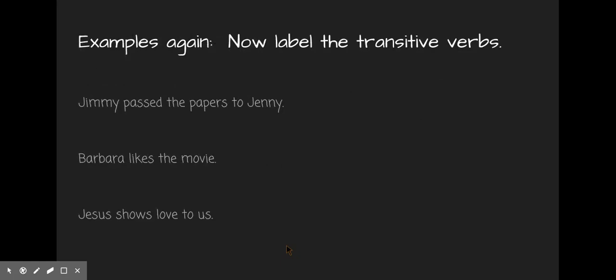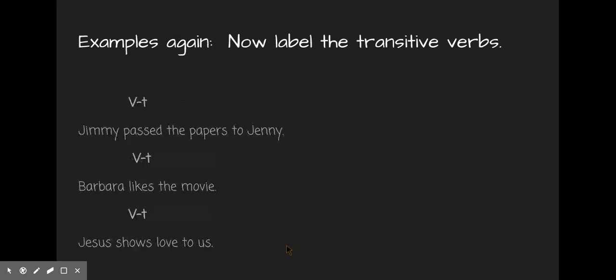All right, let's look at some examples. Again, we'll just use the same ones we already did, so you don't have to rewrite them. But now I would like you to label the transitive verbs. Okay, let's check your work. Passed would be your verb transitive, likes is your verb transitive, and shows is your verb transitive.